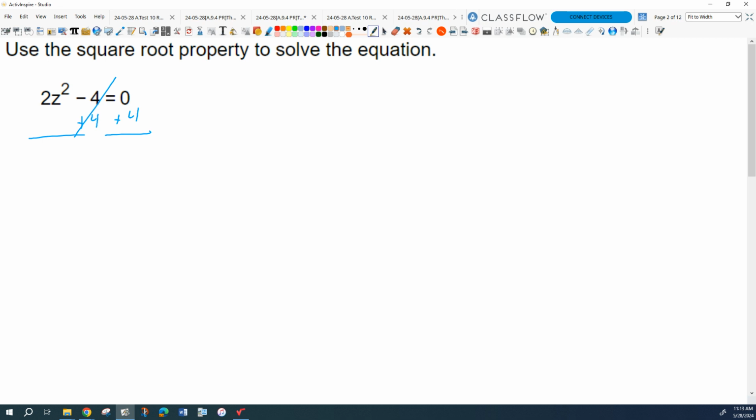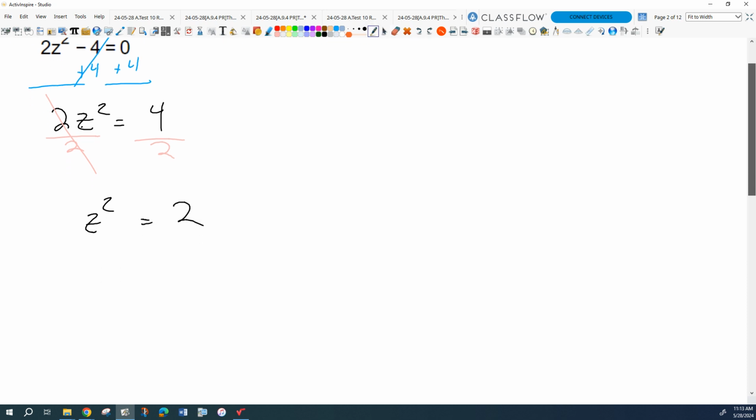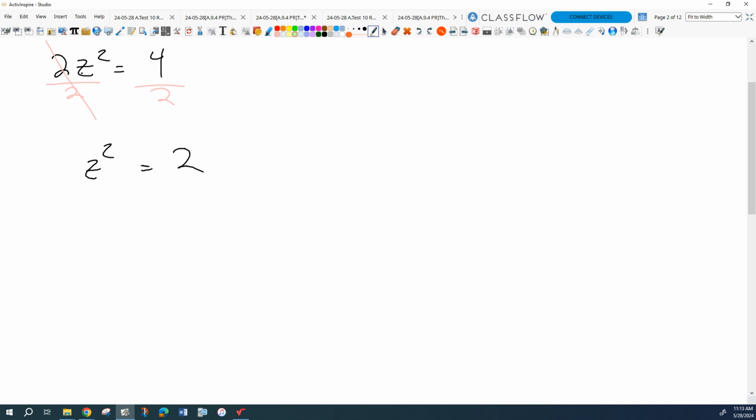So I cancel. Then you told me divide by 2. That's good. So I cancel. And that gives me z squared equals 2. Last step, square root to cancel the squared. And I finally get z equals what?